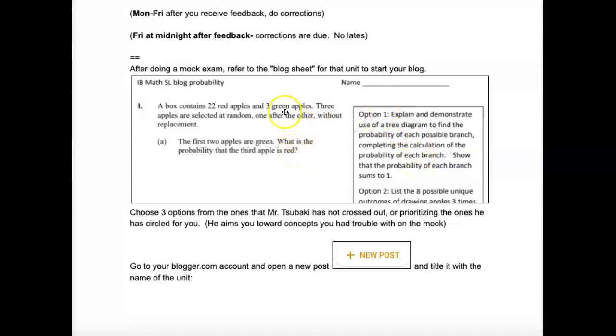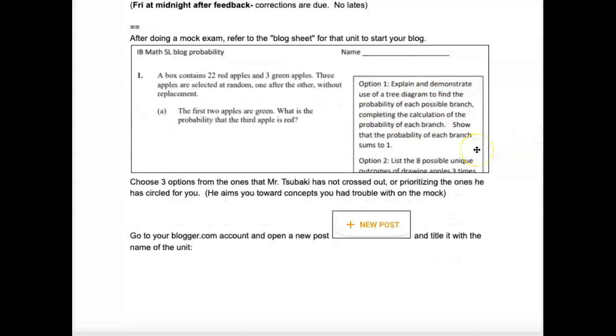Okay, so this is the blog sheet. It looks like the mock exam, but it says blog at the top and it's got these questions here. I'll give it to you sometime after you actually do the mock exam. Since it's based on the mock exam, I will never give it to you before the mock exam because you have to do the mock exam and treat it as an exam before you reflect on it, okay? So the blog is basically a way to reflect upon the mock exam, but tying it to all the concepts you've learned during the unit.